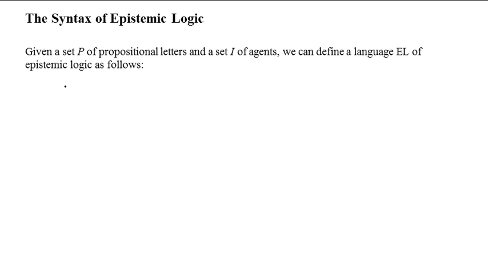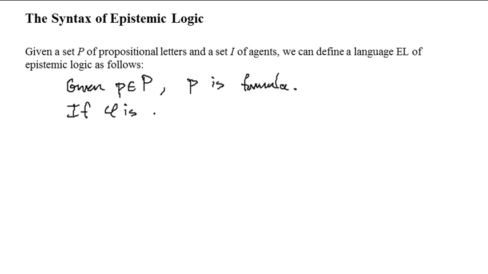So given any propositional letter, that propositional letter by itself is a formula. So given P in capital P, P is a formula. Again, we're using the term formula to refer to the sort of legal expressions in our language. And so then we say if phi is a formula, and I belongs to the set of agents, then the following are also formulas.